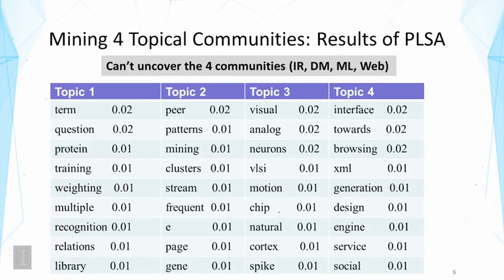But from these sample topics that you are seeing here that are generated by PLSA, PLSA is unable to generate 4 communities that correspond to our intuition. And the reason was because they are all mixed together and there are many words that are shared by these communities. So it's not that easy to use 4 topics to separate them. If we use more topics, perhaps we'll have more coherent topics.